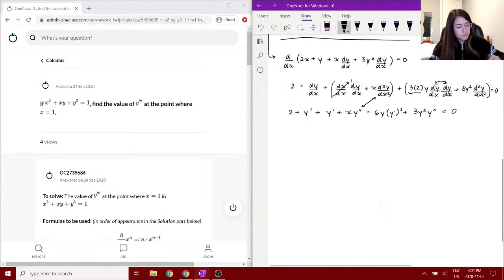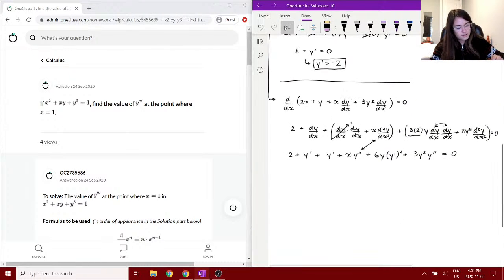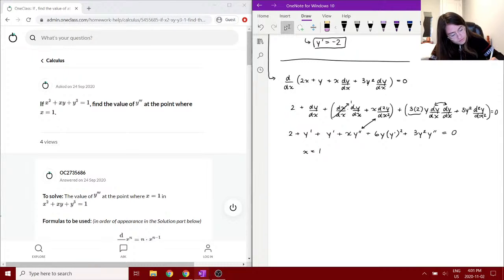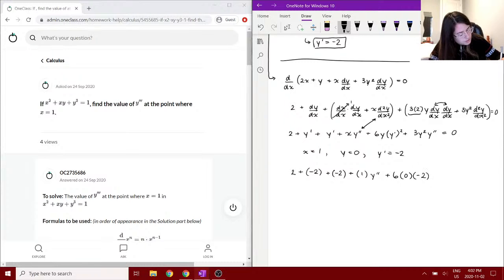Okay, so now that we're at this point, we're ready to sub in our known values again. So we have x equals to 1 from the question, y equals to 0 from that first step that we did, y prime is equal to minus 2, that's just up here. Okay, and let's sub those in. So we have 2 plus minus 2 plus minus 2 again. Of course, you can combine these if you want to. I'm just skipping that step. Plus 1 times y double prime plus 6, y is 0, y prime is minus 2, squared plus 3, y is 0 squared, and y double prime equal to 0.